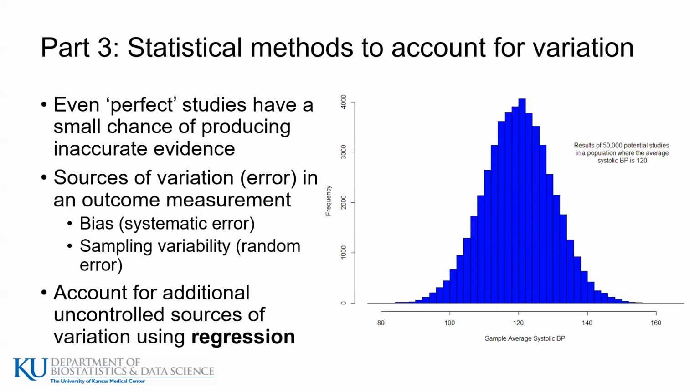One way that we can account for this is to account for additional uncontrolled sources of variation using linear regression. Next week, we're going to look at both linear regression and other ways to estimate a correlation between continuous variables.